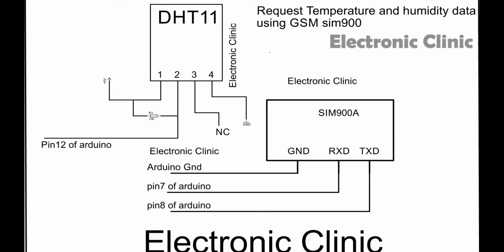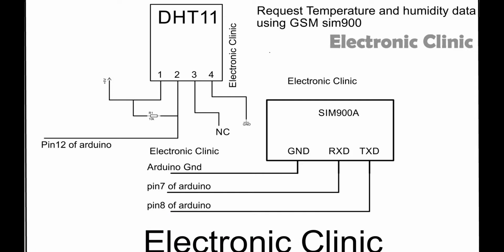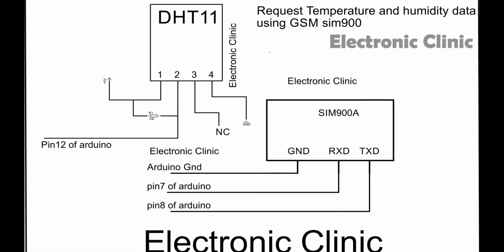As you know, the DHT11 has 4 pins: 1, 2, 3, 4. Pin number 1 is connected with plus 5 volts. This 5 volt we will be providing from the Arduino, and pin number 2 will be connected with pin 12 of the Arduino. As you can see, pin number 12 is also connected with a 10k resistor, and the other side is connected with 5 volt. Pin number 3 will not be connected, and pin number 4 is connected with ground. This is the basic circuit diagram.